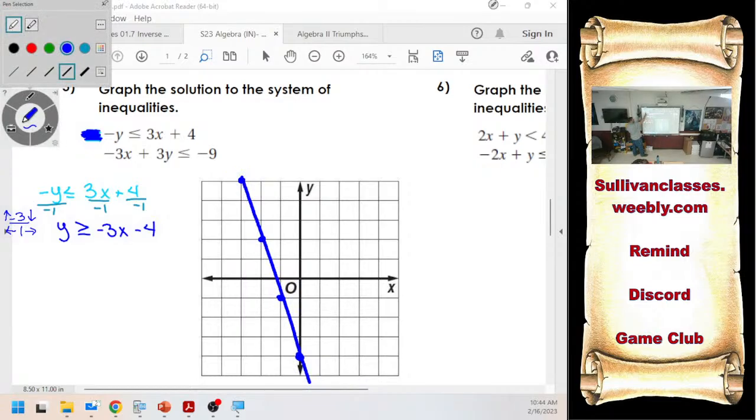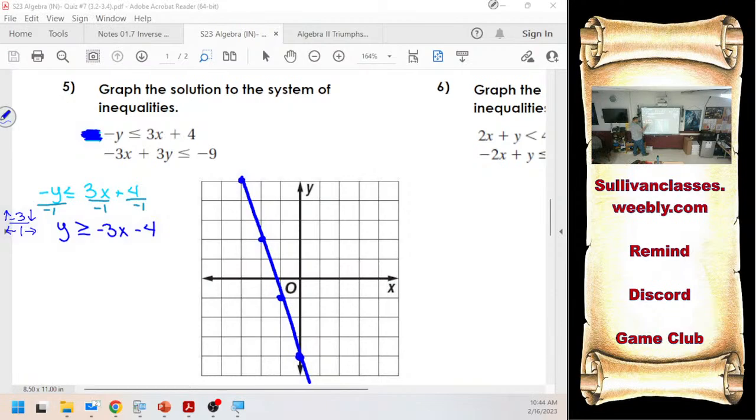I can decide which way to shade by plugging in 0, 0, getting 0 greater than -4. Is that true? Having $0 is better than -$4? Oh yeah. So I'm going to put arrows on here to say I'm going to shade that way. I'm not going to do it yet because there's a whole other half of the problem. This also says y is greater than the line, so I would just shade up from the line.